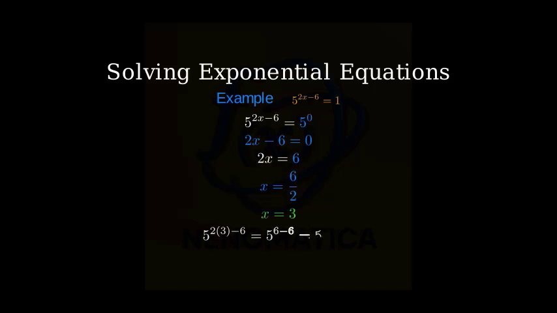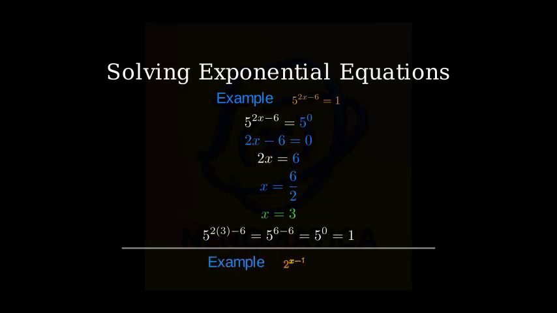Let's verify our answer by substituting x equals 3 back into the original equation. 5 raised to the power of 2 times 3 minus 6, which is 5 raised to the power of 6 minus 6, which equals 5 raised to the power of 0, which equals 1. So our answer, x equals 3, is correct. Now, let's move on to our second example.